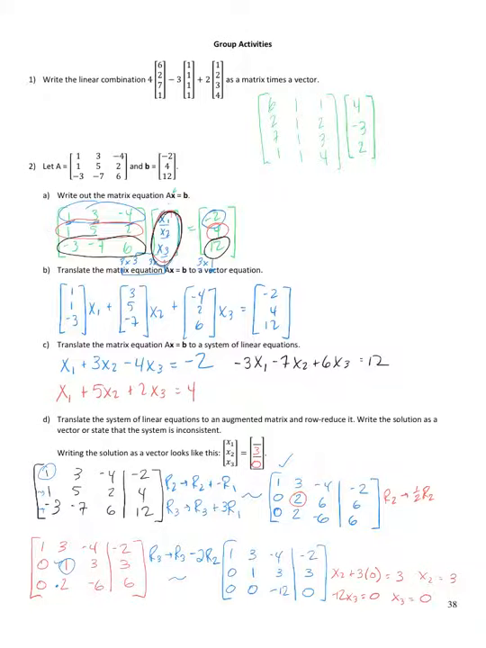And then my first row says x1 plus 3x2, so that's 3 times 3, that's 9, minus 4x3, which is 0, equals negative 2. So that means x1 is negative 11.